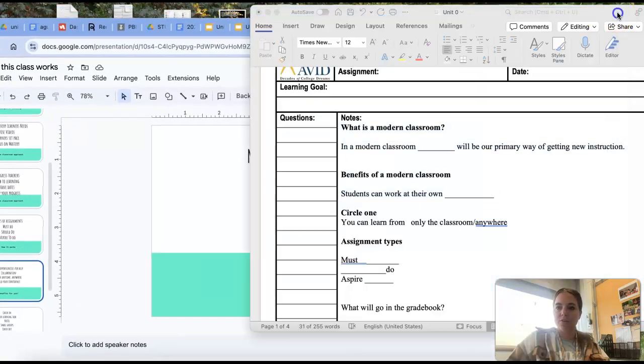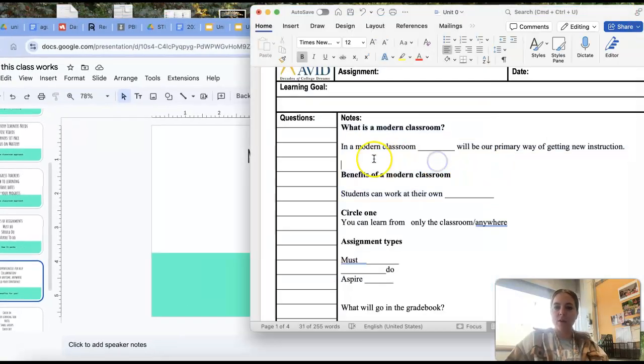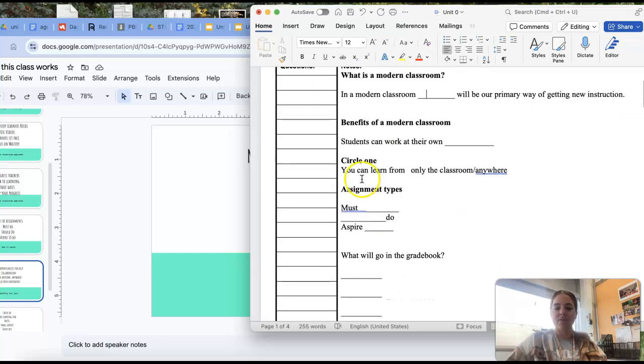Let's go to our notes for a second and see how you're doing. So in a modern classroom, did you put something there? This will be our primary way of getting new instruction. So you would write videos in here. Videos would be your word to put in here. The benefits of a modern classroom: students can work at their own, see if you can fill that in, pace. You're working at your own pace.